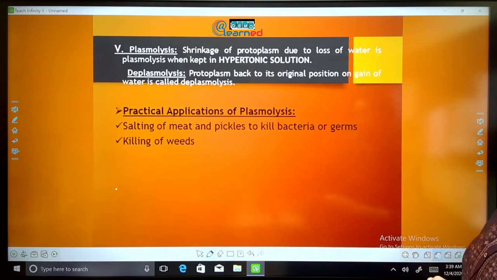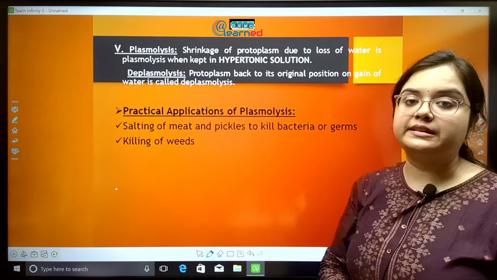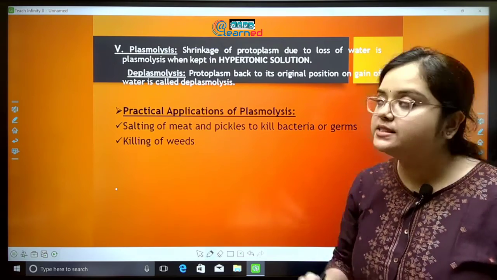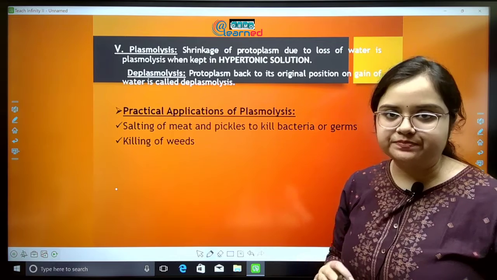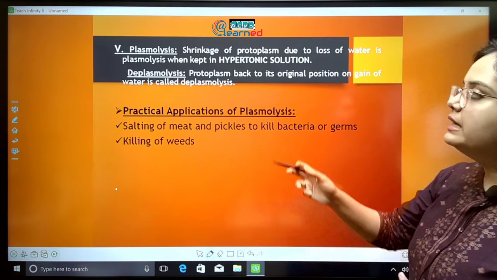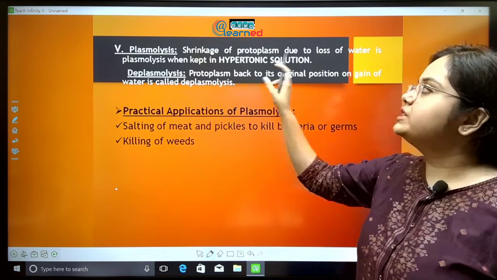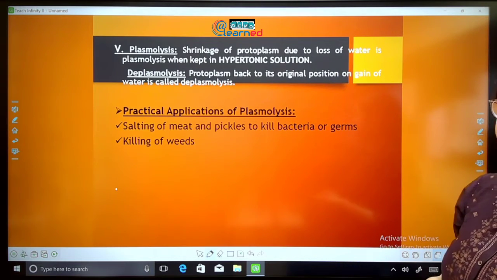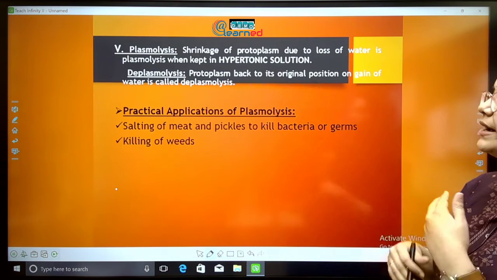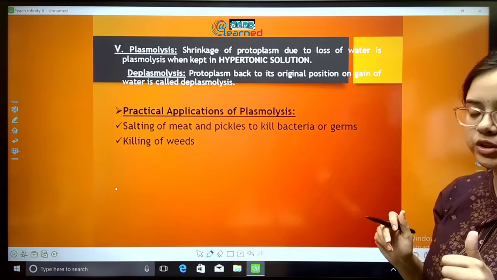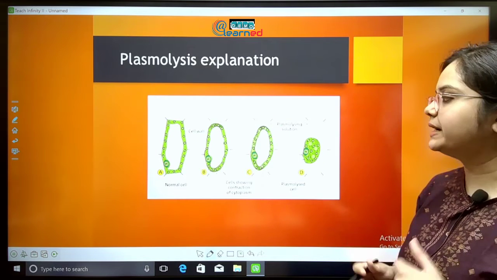Okay. Then we come to this phenomenon known as plasmolysis. Now what is plasmolysis? This is also a phenomenon related to the absorption of water. It is the shrinkage of protoplasm due to loss of water when kept in a hypertonic solution. Deplasmolysis, the opposite of plasmolysis, is the protoplasm coming back to its original position on gain of water. So first we will learn about the process, then we will go to its practical applications.